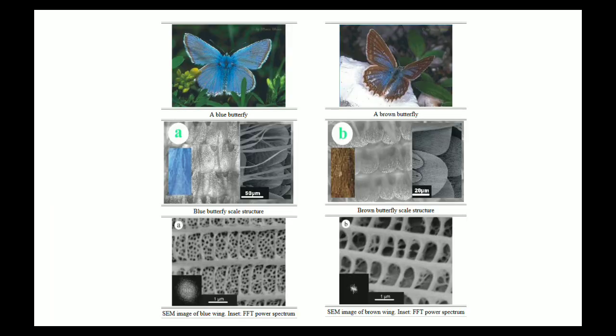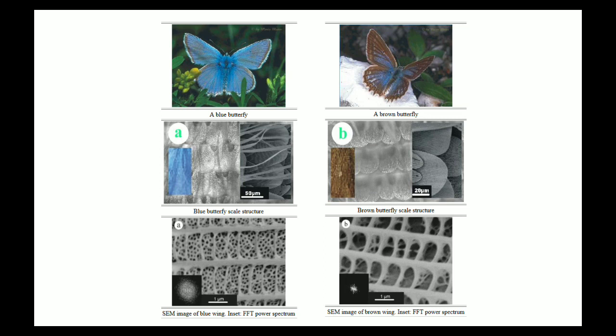So, as I said, the structure of a photonic crystal basically contains low refractive index material and high refractive index material. And if you change the thickness of this chitin, then the color of the butterfly wing will change. So you can see the example here.